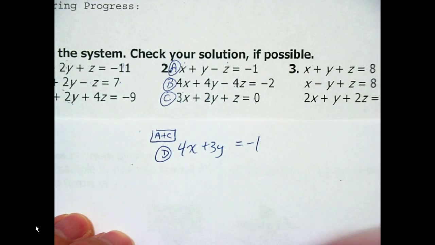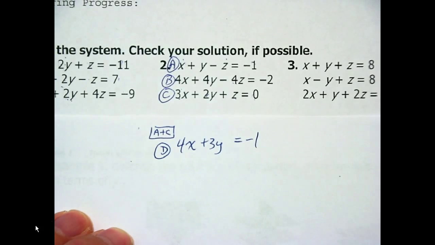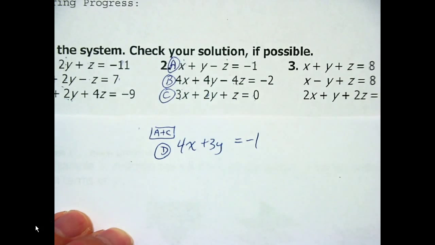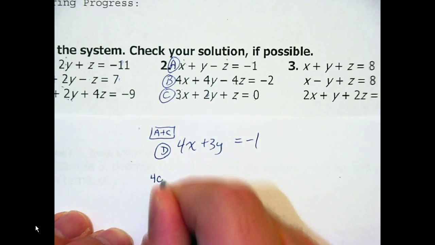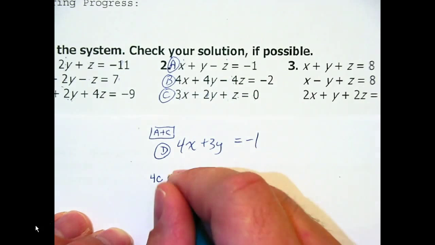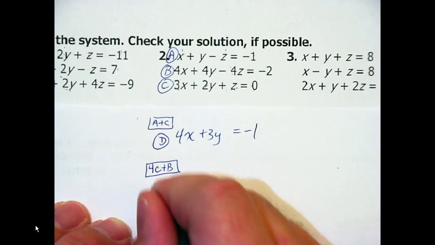Emily? You'd have to, we have to get rid of z first. We have, Kelsey? Good, so you could use 4c. If we multiply this one by 4, that would give us opposites here. So we go 4c plus b. That would work. So 4c, I'm going to rewrite that right here.